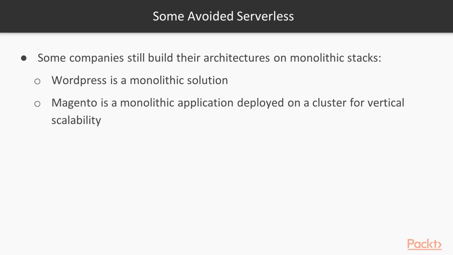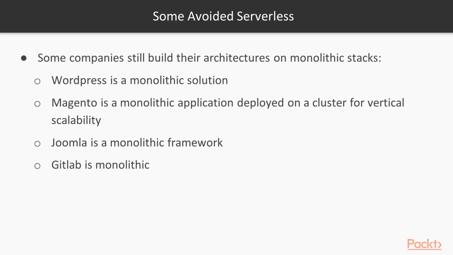For Magento, it is exactly the same. Magento is an e-commerce platform, so it can be deployed effectively on a cluster for vertical scalability. But you have to forget about microservices or serverless. Joomla is a framework for building web applications and has the same constraints, being a whole monolith that can be deployed. It provides a lot of easy and fast to use functions, but scalability is definitely an issue. Even GitLab, that we have seen in the last video, the last section, is a monolith because it is Ruby on Rails and forces a monolithic approach.